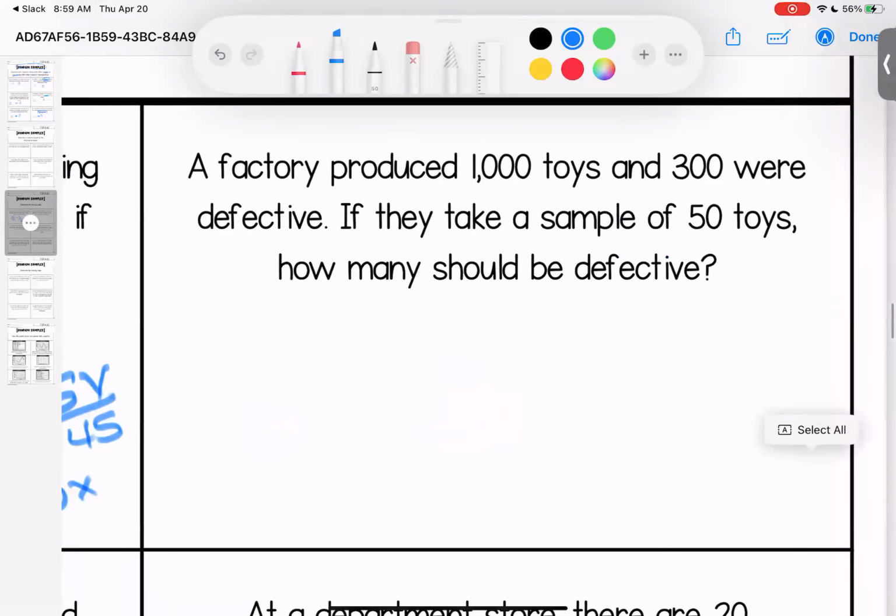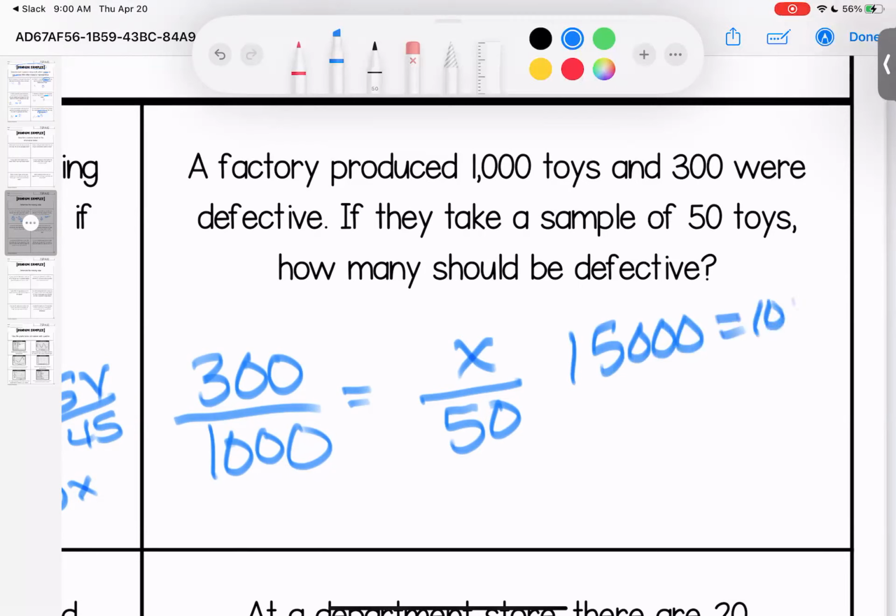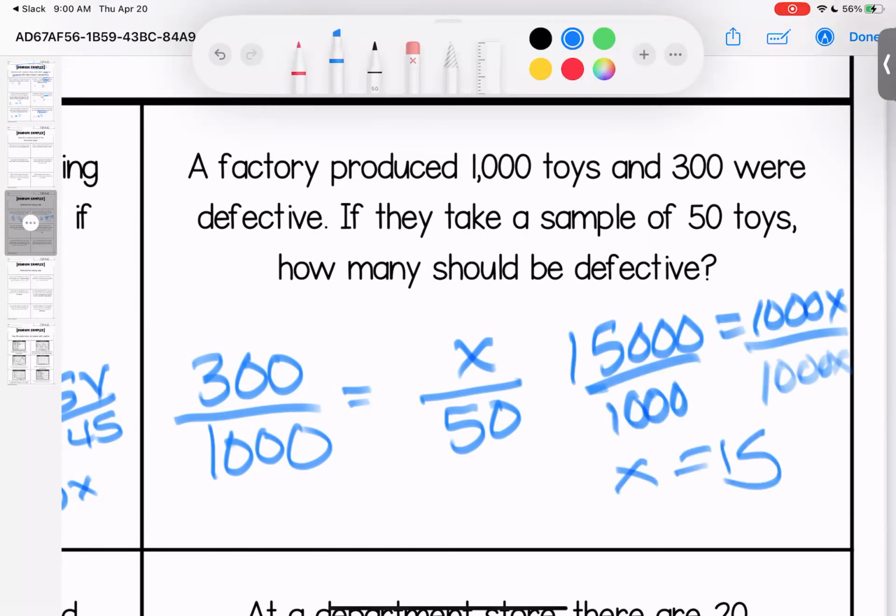Over here, a factory produced 1,000 toys and 300 were defective. If we take a sample of 50 toys, how many should be defective? So there were 1,000 produced and 300 were defective. Again, I cross multiply: 5 times 3 is 15, with 3 zeros, equals 1,000x. If I divide both sides by 1,000, I would get 15 for my answer. x is equal to 15.